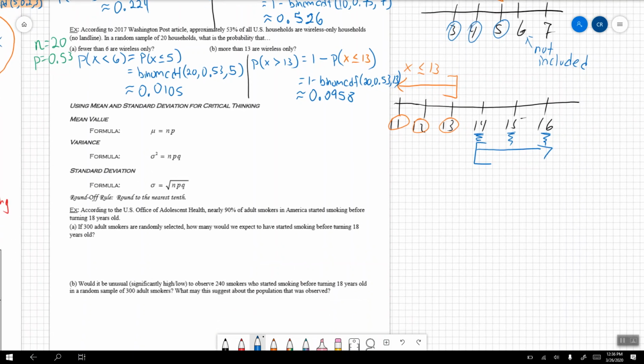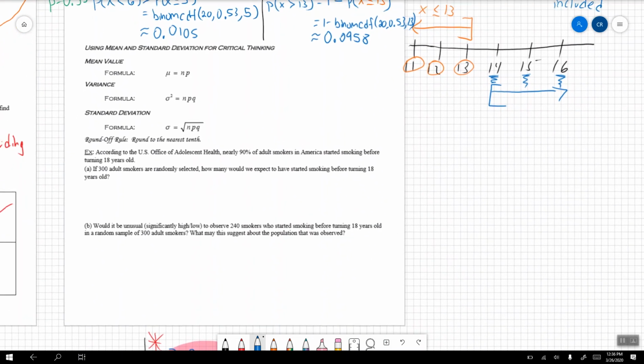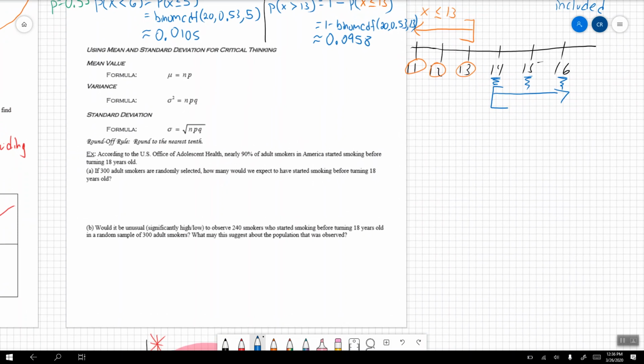Now, using mean and standard deviation. For our examples, when we want to calculate the mean, we always use this formula, which is given as n times p. To find the standard deviation, that's going to be the square root of n times p times q.